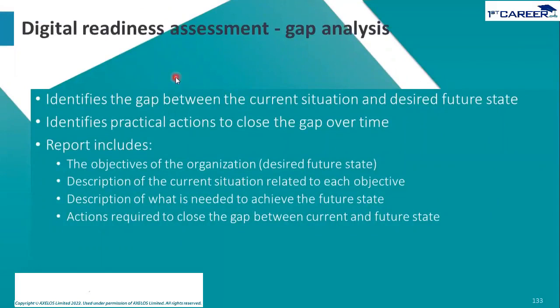So how to do that? A gap analysis. So previously we understood which areas will be assessed, but one of the methods is a gap analysis, which is a quite common tool available. Identify the gap between the current situation and desired future state. Identify practical actions to close the gap, depending on the various situations. The report should define clearly the desired future state or the objectives, and the current state should be clarified against each objective. For example, one of the objectives is to go into online mode. Then what is the current situation? Which will tell the organization, are they ready to go to the online mode? Because it's a readiness assessment. Description of what is needed to achieve the future state, actions required to close the gap between current and future state. So this is simple, straightforward.